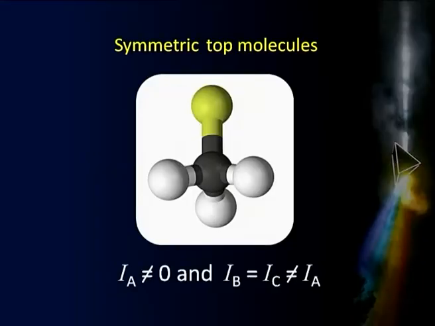Now, if I take a molecule of this kind, say trifluoromethane, and try to resolve the rotational motion of this molecule, I will find that IA is non-zero and IB will be equal to IC, which will not be equal to IA, because the nature of the molecule is such that it loses symmetry on one side.